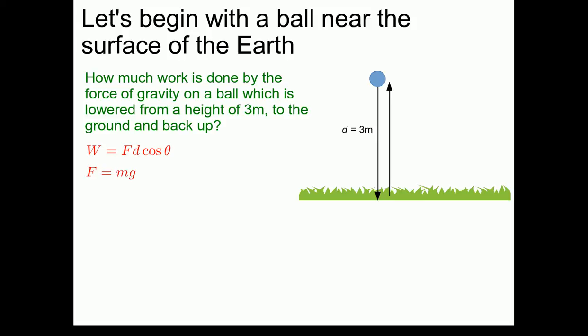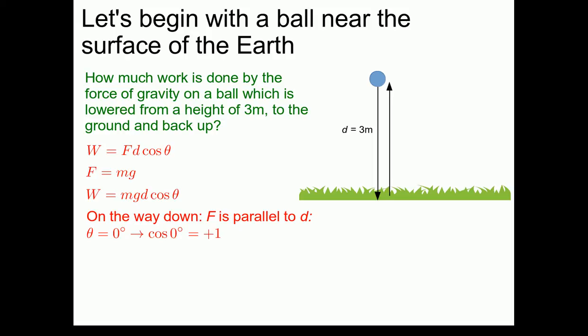In this case, the force we're interested in is gravity, mg. So the work done is mgd cosine theta. On the way down, the force is parallel to the displacement. The ball is moving down, and the force is down. So the angle between the force and the displacement is 0 degrees. The cosine of 0 degrees is positive 1. So the work done by gravity as the ball travels down is positive mgd.